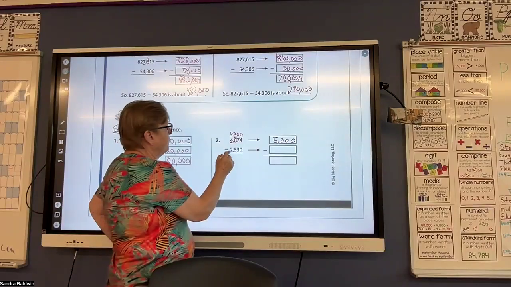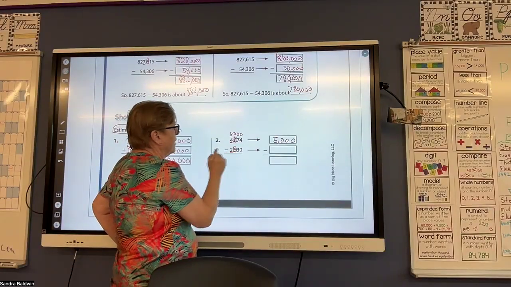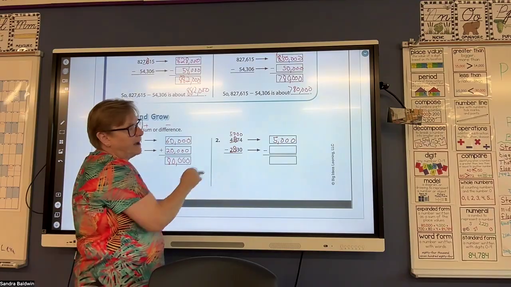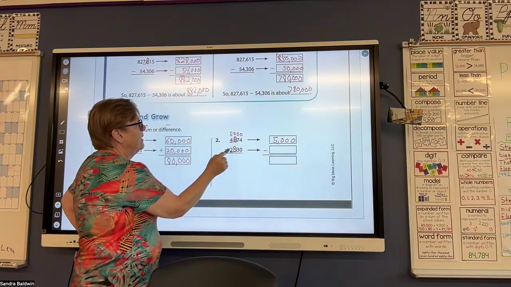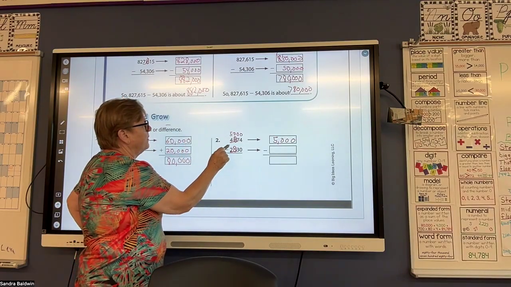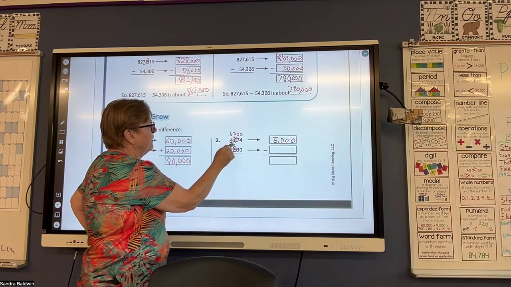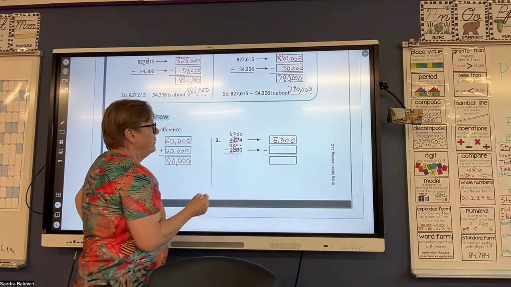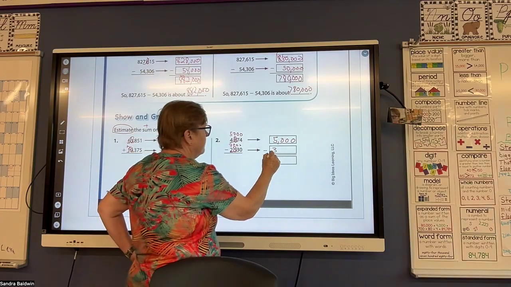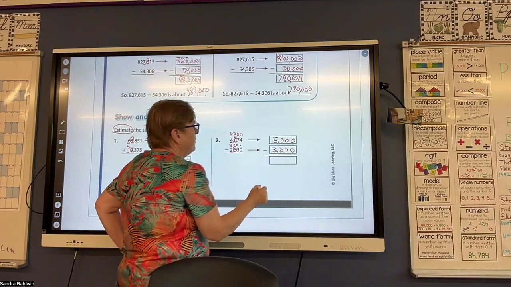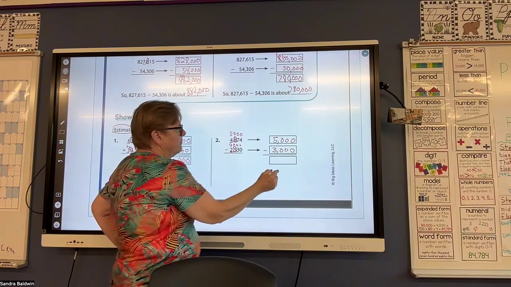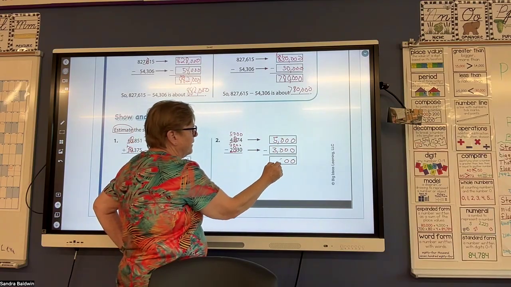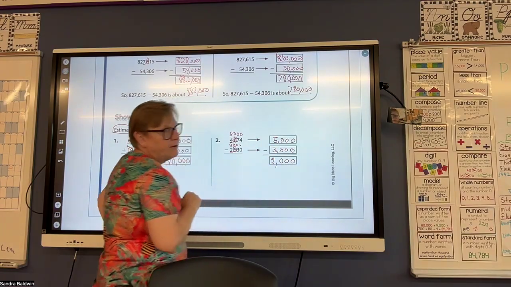2,530, same thing. The 2 is my thousands. I'm going to circle my hundreds. It's 5. 5 or more means we shove it up. So the 2 becomes a 3, and then everything else is zeros. So I'm going to subtract 5,000 minus 3,000, which will leave me with 2,000.